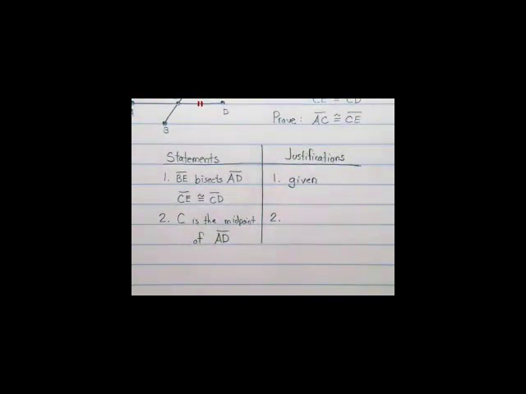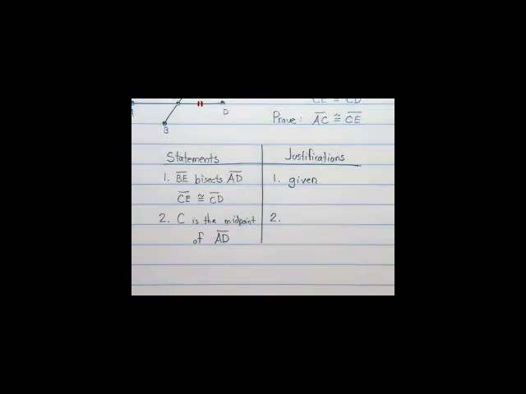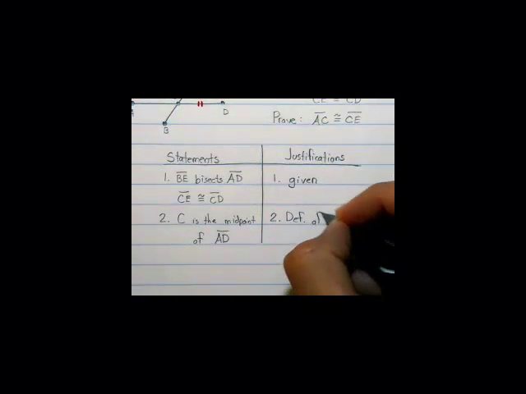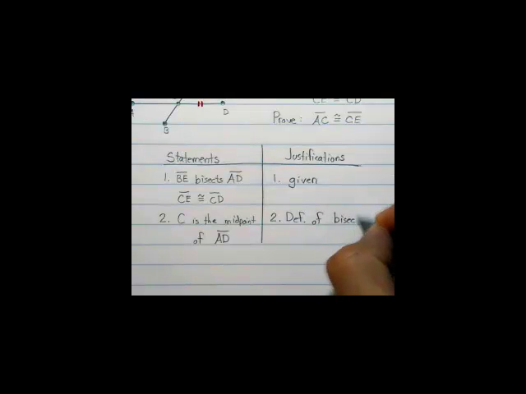Okay, and then why? How do we know? Okay, so you're using there what it means to be a bisector, right? So if we're using what it means to be a bisector, I've just used the definition of a bisector, right? The definition of a bisector is something that crosses a segment at its midpoint, right? So my justification would be definition of a bisector.